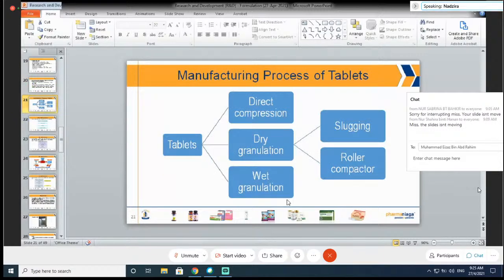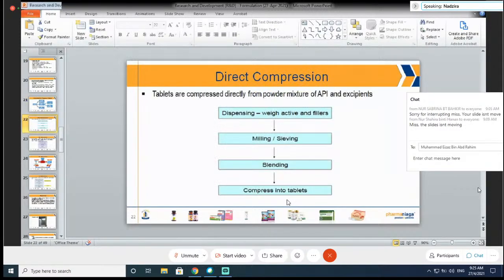Next is the manufacturing process of the tablets. Tablets can be manufactured by 3 methods, for example, direct compression, dry granulation, and wet granulation. For dry granulation, there are 2 methods, which include slugging and the roller compactor. For direct compression, the tablets are compressed directly from the powder mixture or blending of the API and excipients.